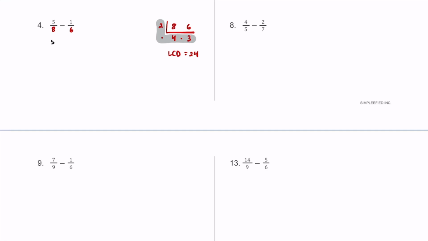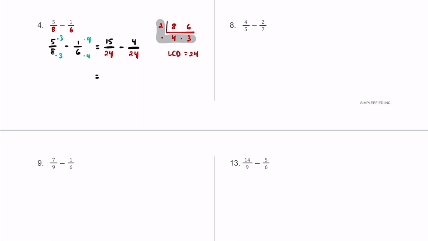So let's go ahead and rewrite these two fractions. We have 5/8 now. We're taking away 1/6, but let's go ahead and make these both over 24. Let's multiply this one by 3 over 3 and this fraction by 4 over 4. So our newly written fractions, 5 times 3, that's going to be 15. So we have 15/24. Let's go ahead and take away 1 times 4, that's going to be 4. So it's going to be 4/24.